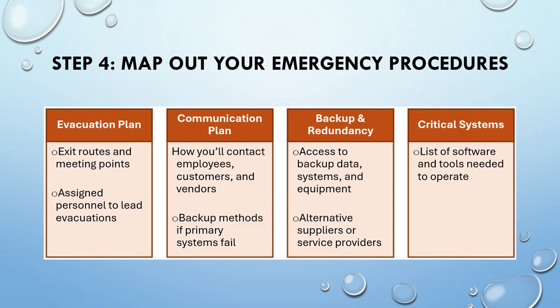Step 4 is to map out your emergency procedures. This is the "What do we do now?" section of your plan. Cover the basics, which may already be covered if you have employees. Things like an evacuation plan with exit routes and meeting points, and possibly even assign personnel to lead evacuations. Communication plans include how you'll contact employees, customers, and vendors, with multiple backup methods if primary systems fail. Backup and redundancy for your business data, with access to backup data, systems, and equipment, and even possibly alternative suppliers or service providers.